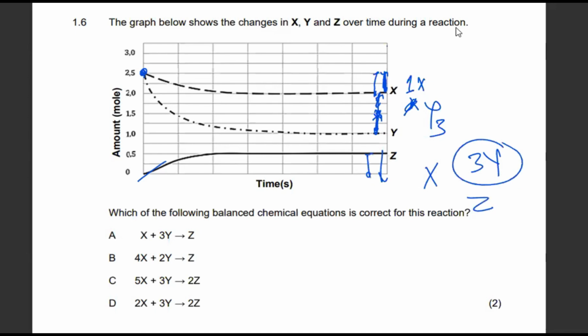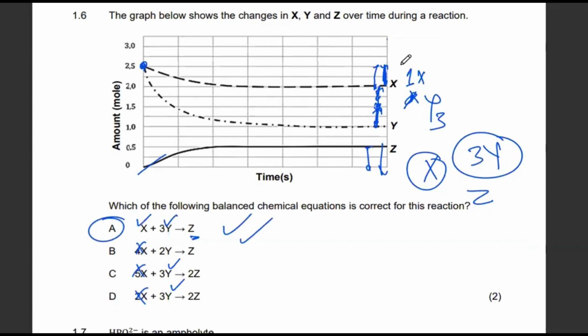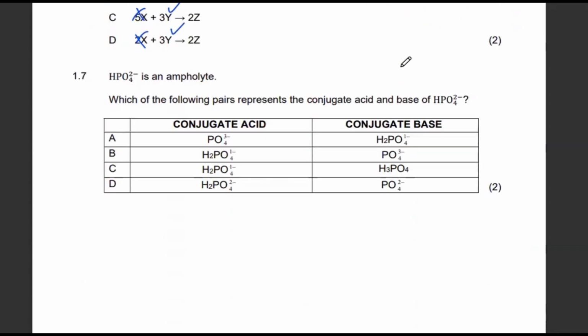So I will look for what is there. 3 moles of Y, 3 moles of Y, 3 moles of Y. Cool. Then 1 mole of X, I have 1 mole of X. Here, all of them are wrong. So the alternative then has 1 mole of Z. So A becomes the most correct answer. Then we go to the next question.